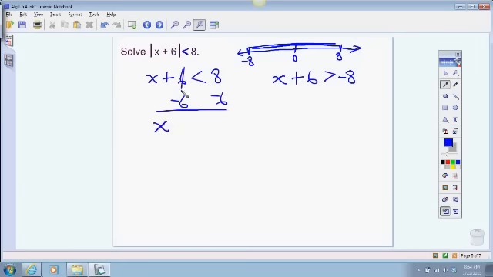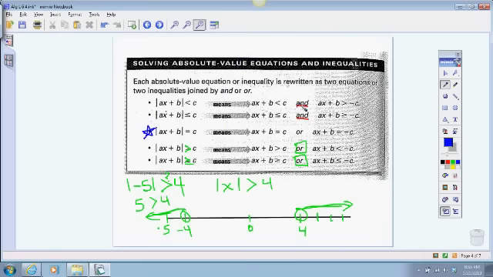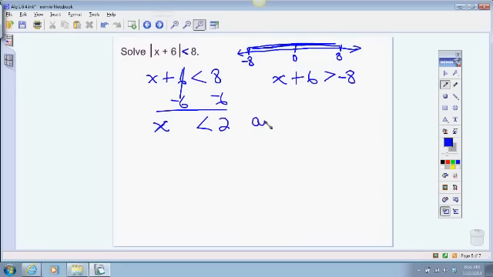X is going to be less than 2. Remember, we're doing and statements here. And if we subtract 6 from each side, I apologize for kind of being off here, x is going to be greater than negative 14. Okay, so kind of seems, you try to think of it on a number line.